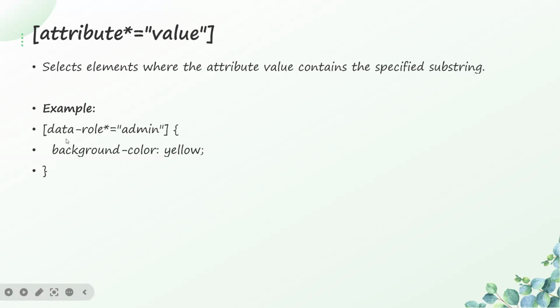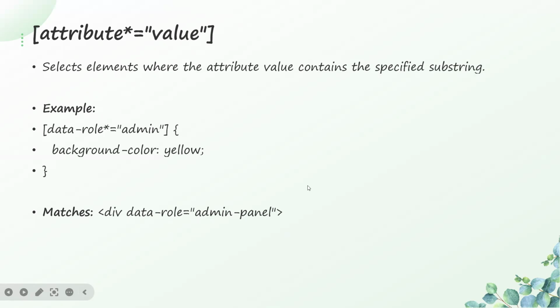We have data-role*=admin. Okay, and what are we targeting? It's going to catch any attribute that is data-role that has admin as part of it. So if we have admin panel, admin user, admin whatever, since admin is part of it, it's going to catch it.